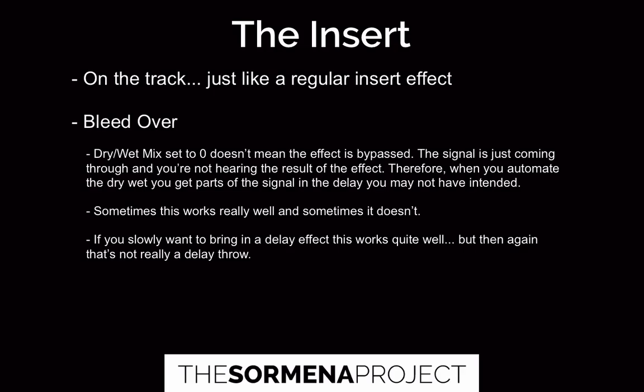A dry-wet mix set to 0 doesn't mean the effect is bypassed. It just means that you're not hearing any of that balance. You're not hearing any of the delay, but it's always happening. The signal is just coming through and you're not hearing the result of the effect. Therefore, when you automate the dry-wet control, you get parts of the signal in the delay that you may not have intended. And this is exactly the opposite to the send and return, where you're only sending in the dry signal that you want delayed. And that's what the delay is going to react to. Here, when you're turning up the dry-wet mix, it's turning up everything that's in there. So whether or not that's what you want, that determines whether or not you use this particular strategy.